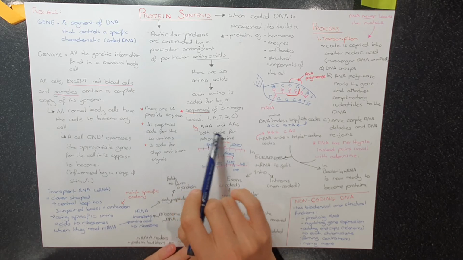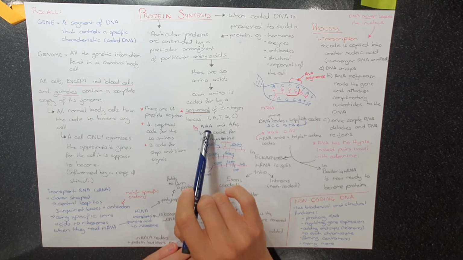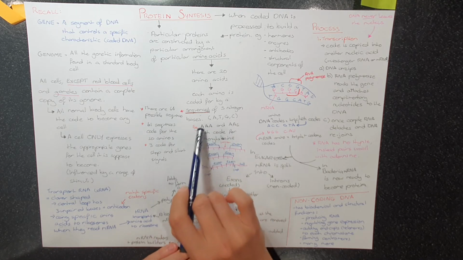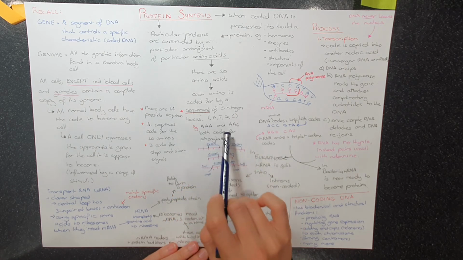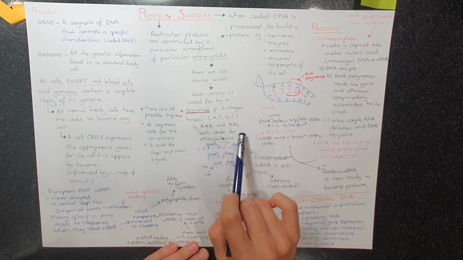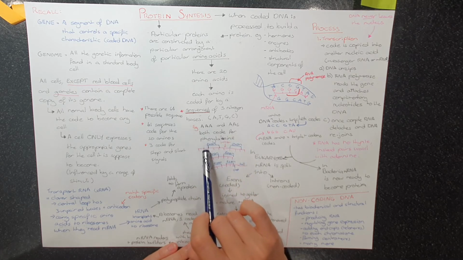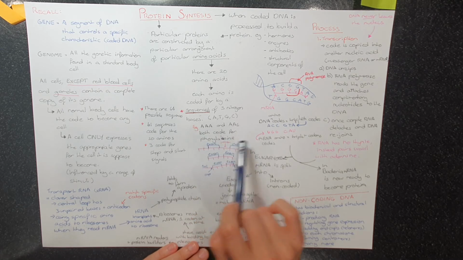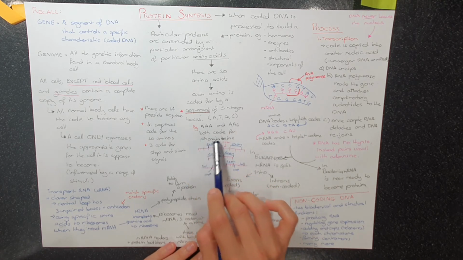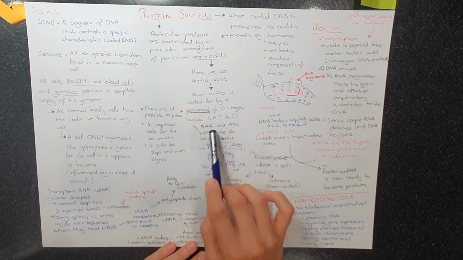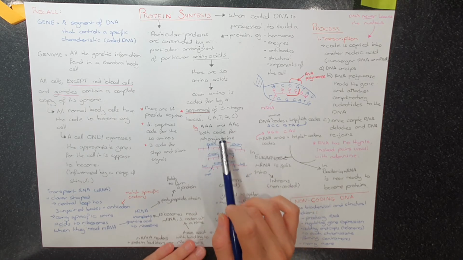An example of this might be, if I have adenine, adenine, adenine, that code will code for the same amino acid as adenine, adenine, guanine. Both of these code for phenylalanine, and that's just one of our examples. There will be many, many more double ups.